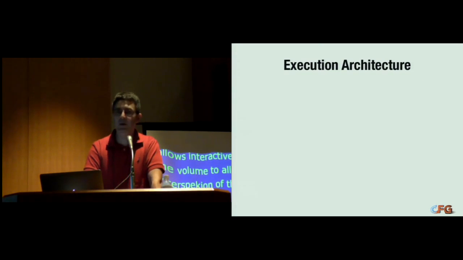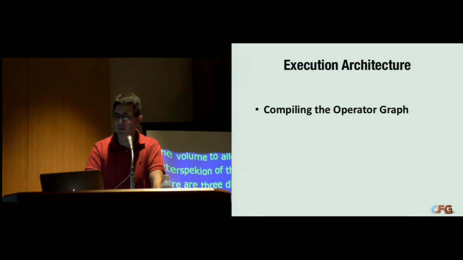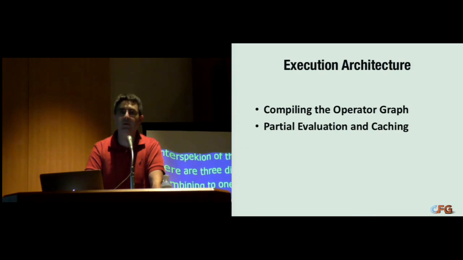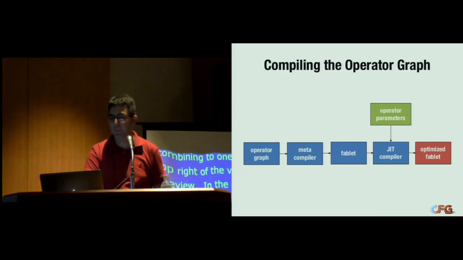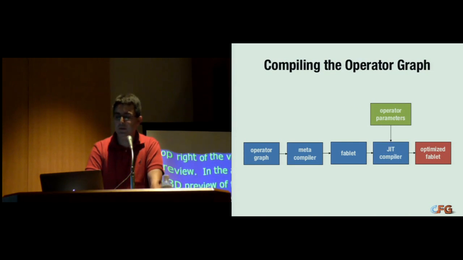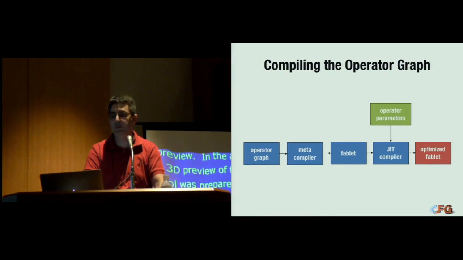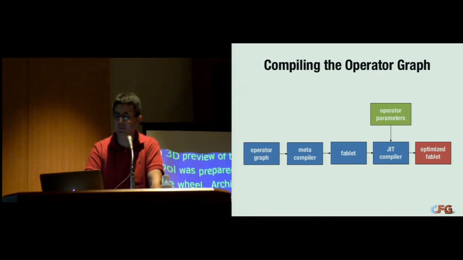Let me briefly describe the execution architecture of Foundry, which enables us to achieve real-time preview capabilities. I will first describe how we compile the operator graph, then discuss the partial evaluation and caching employed by Foundry, and finally describe the real-time execution model. First, the operator graph gets compiled by a meta compiler that generates the final phablet written in the OpenFab domain-specific language. A just-in-time compiler takes the input operator parameters, which are treated essentially as constants.